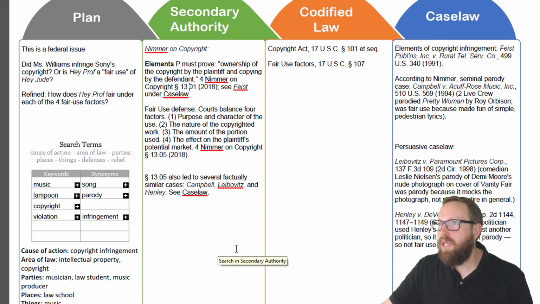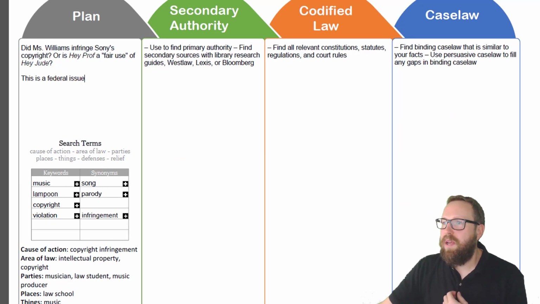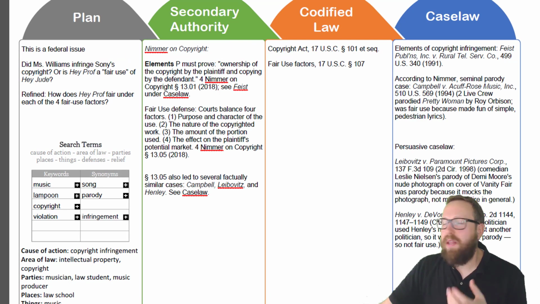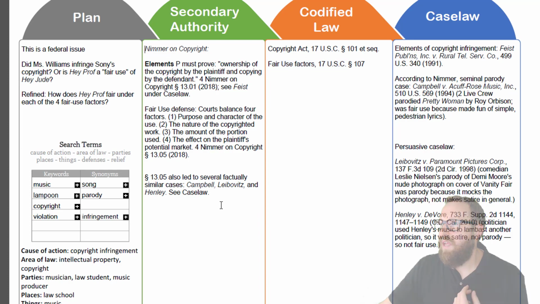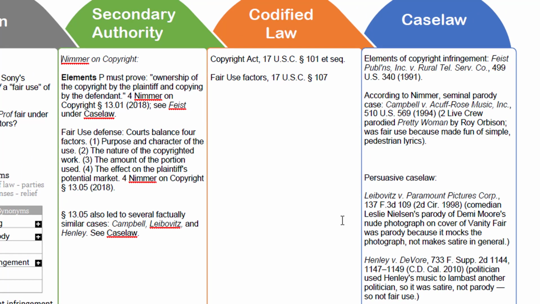So I'm just going to show you, after we did the first step, we planned our research, and then we did the second step. I want to show you how much law. So this was our plan after the first step. And then finding Nimmer gave us all of this. So it gave us the elements the plaintiff must prove, it gave us the defense, the fair use defense, okay? And it gave us a whole bunch of law.